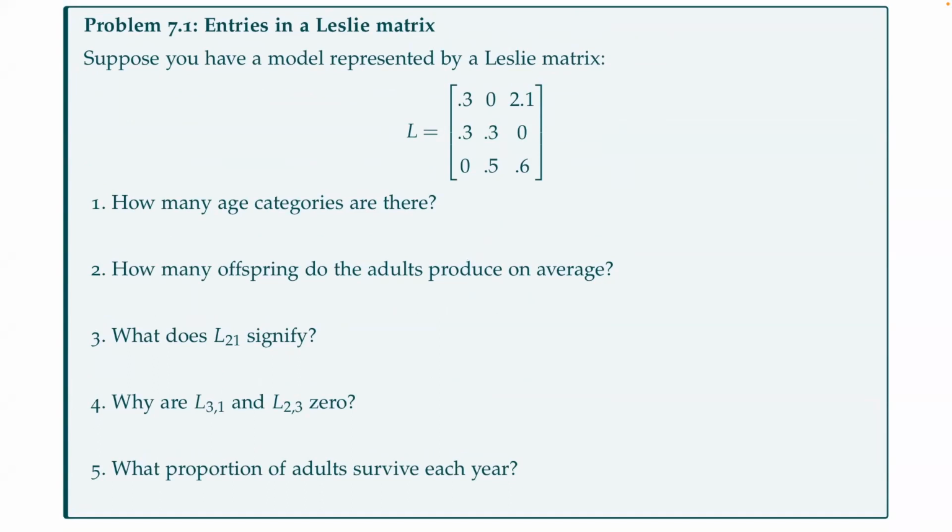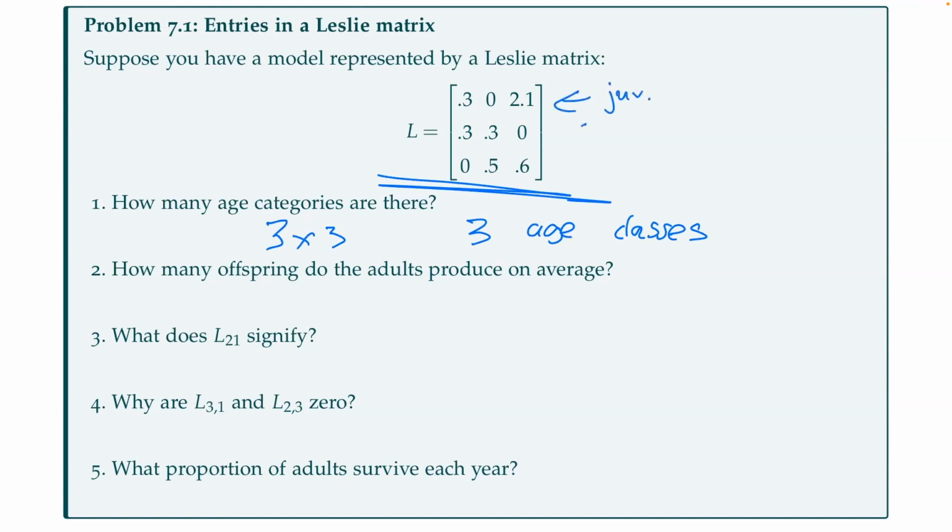First of all, if this is a Leslie matrix L, can you tell me how many age categories there are altogether? Three. So it's a 3 by 3 matrix, so there are 3 age classes. How many offspring do the adults produce on average? I'm going to assume that the first row and column is juveniles, then I'm going to call these sub-adults, which you can think of as adolescents, and then adults in the third row and third column. So how many offspring do the adults produce on average?